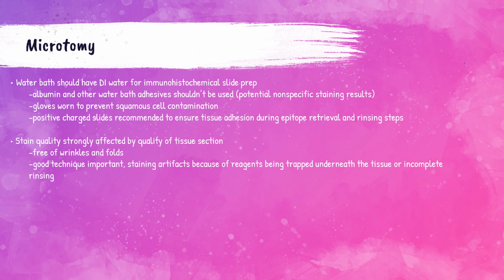Proper microtomy and immunohistochemical staining of tissue sections is important as well. The quality of the stain is greatly affected by the quality of the tissue section. Tissue sections should be free from wrinkles and folds. The water bath should be filled with clean DI water for immunohistochemical slides. To prevent contamination from squamous cells from the skin, gloves should be worn.